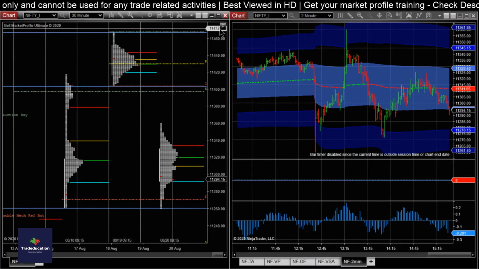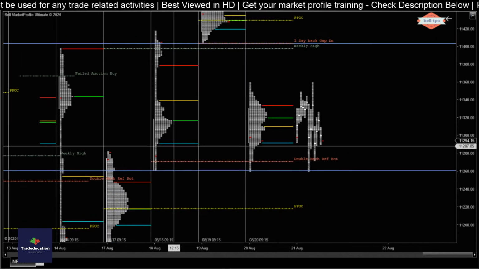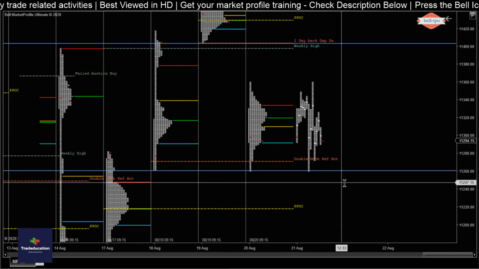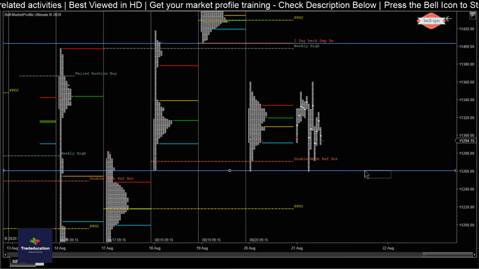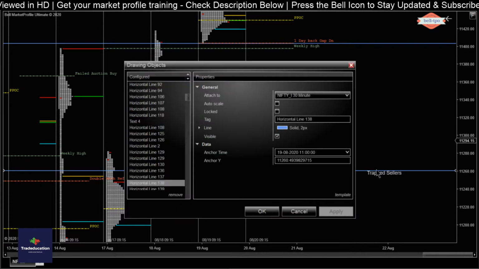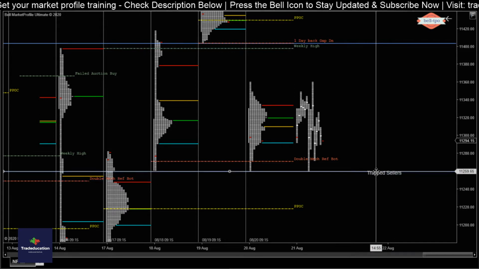Okay. Now let me jump to the market profile chart, and one of the references is the poor low, and this is also where there are trapped sellers. Somewhere about 1200, or something like that. This is the poor low.